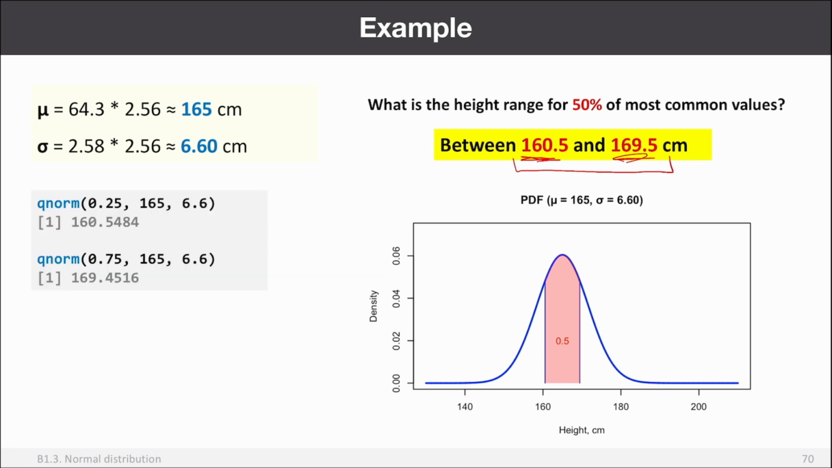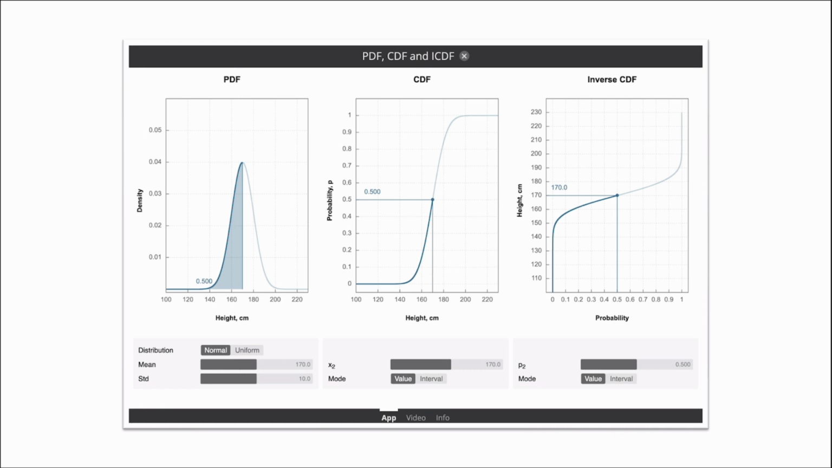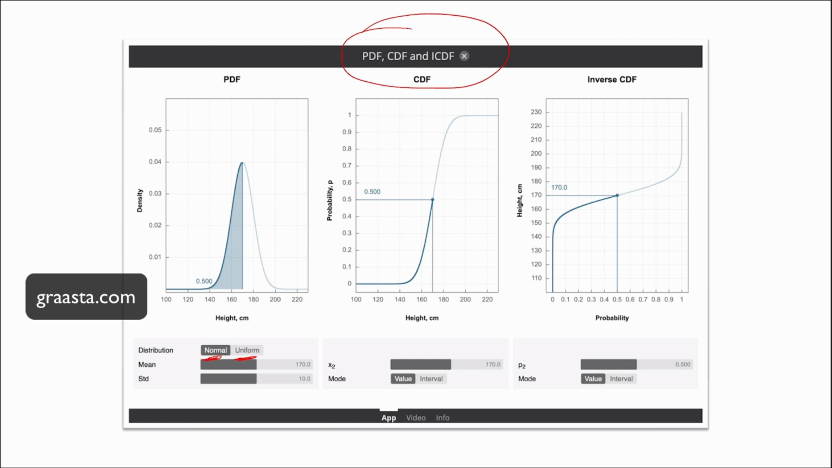So now you know how to use ICDF and CDF functions in practice for solving some practical tasks. To strengthen your understanding, I recommend you watch the next video, which will be about the Grasta app. I have a dedicated app for PDF, CDF and ICDF functions for two distributions, the normal distribution and the uniform distribution. So you can switch between these two distributions and play a little bit. Then just watch the next video about this Grasta app and play a little bit with this application. I highly recommend you do that. And then come back and we will continue discussing the normal distribution.